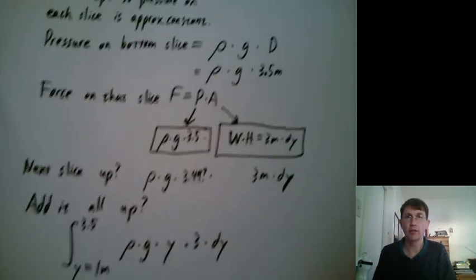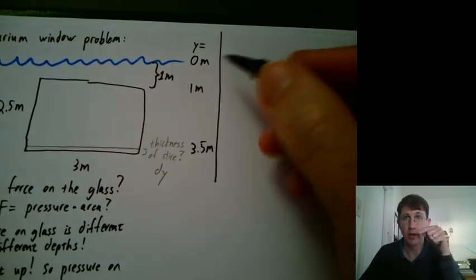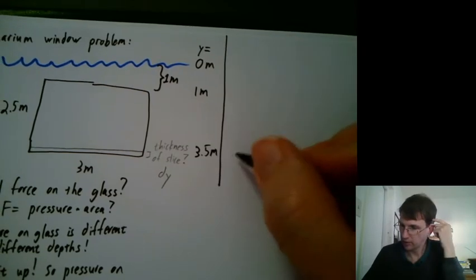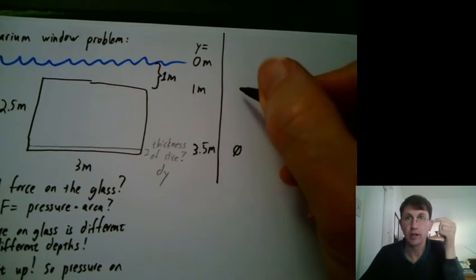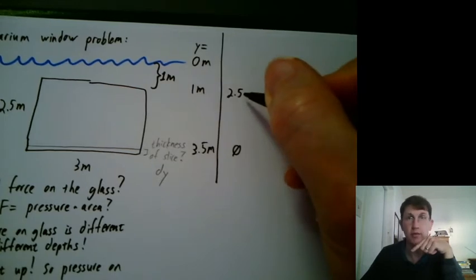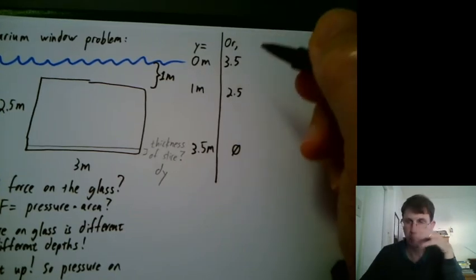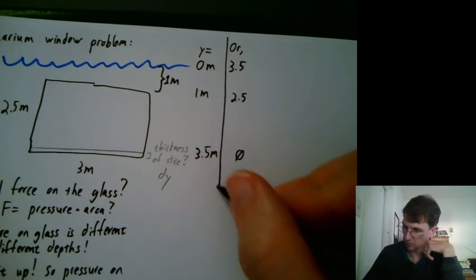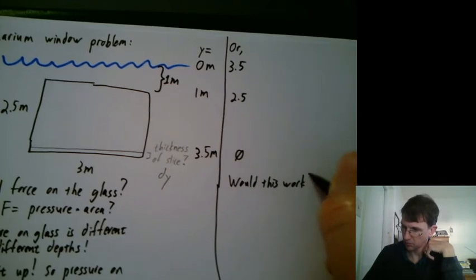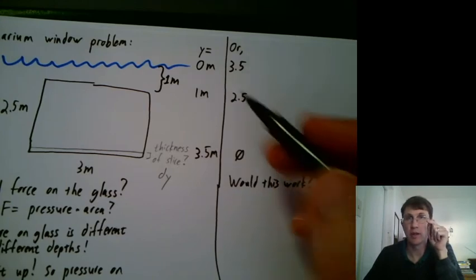Now, I just kind of chose the depth system here. Someone once said, well, why do I have to put 0 meters up here? If I wanted y to increase as I move upward, couldn't I use y equals 0 here? And then what would y be here? Well, the window's 2.5 meters tall, so I could put 2.5 there, and then I could have 3.5 up here. Would that work? So think about, can you formulate the integral to use this system of measurement rather than that system of measurement?